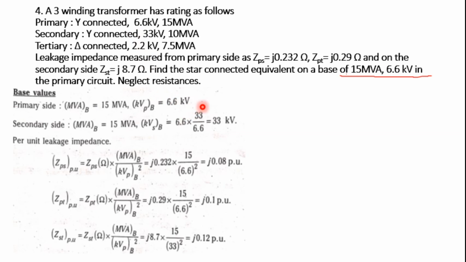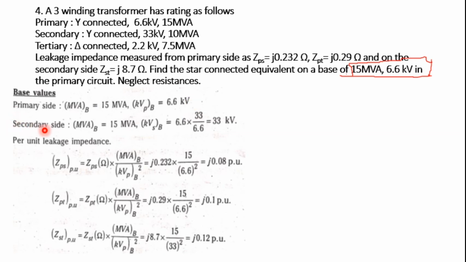So why are we considering this as the base value? Because they have mentioned that this is supposed to be the base value of the circuit. Understand? Why is it the base value? Because they have mentioned that 15 MVA remains the same and 6.6 kV remains the same for the entire circuit. So this is 15 MVA and kVp base is 6.6 kV.